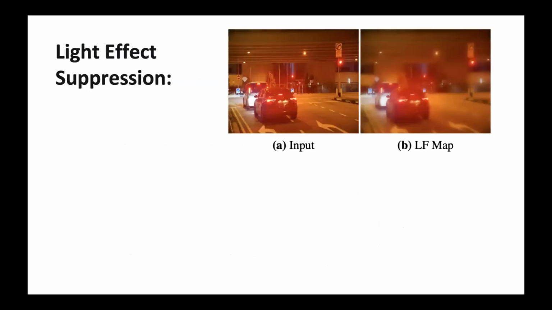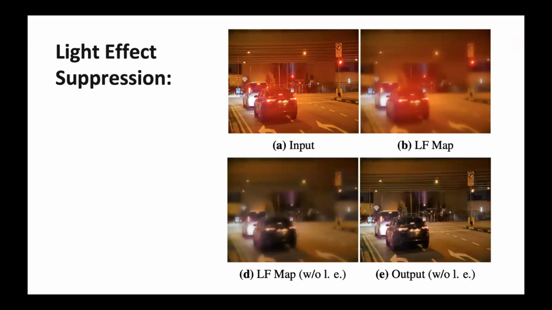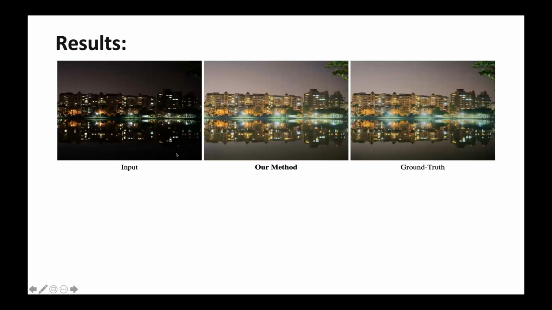So I give you an example of the low light suppression. This is the input, and this is the low frequency map that we have. After the suppression, we remove the glare and reduce the color effects. Then we combine with the high frequency again, and this is our output. So this is the input that we have, and this is the output that our module can give. This is another example, just low light: this is the low light image, this is our output, and this is the ground truth.